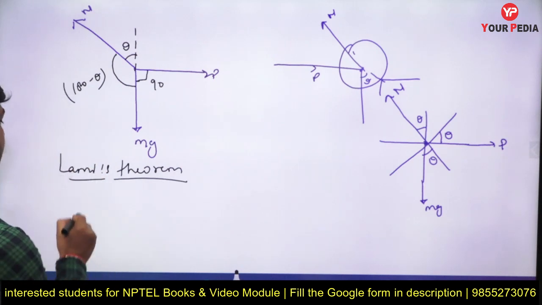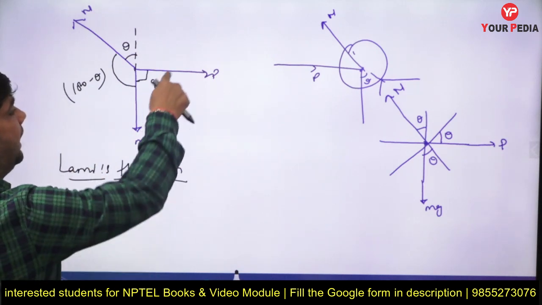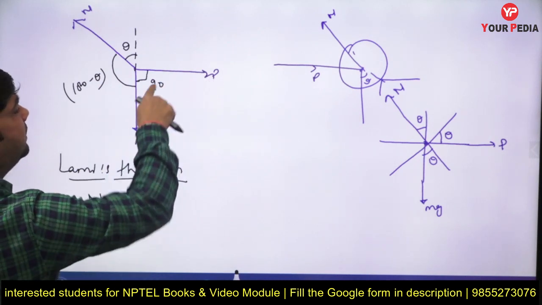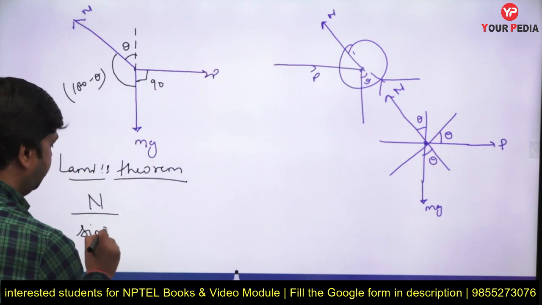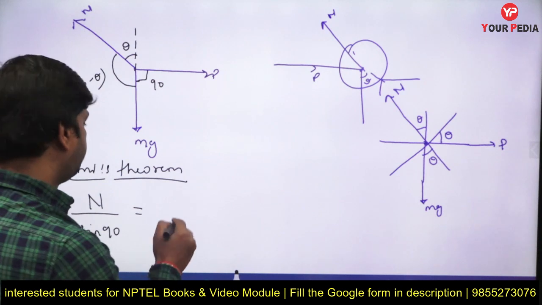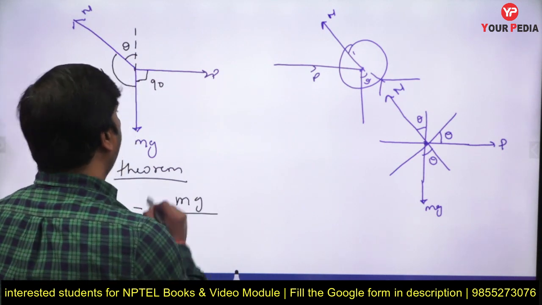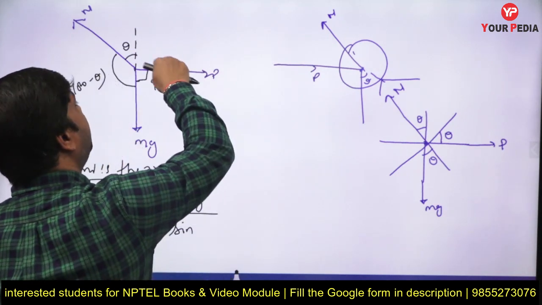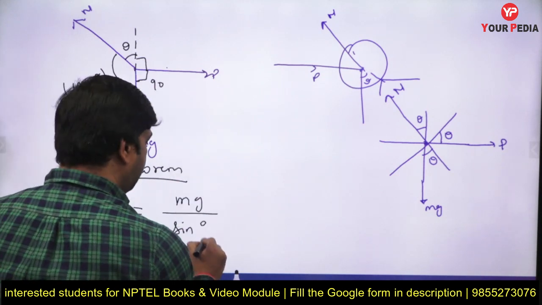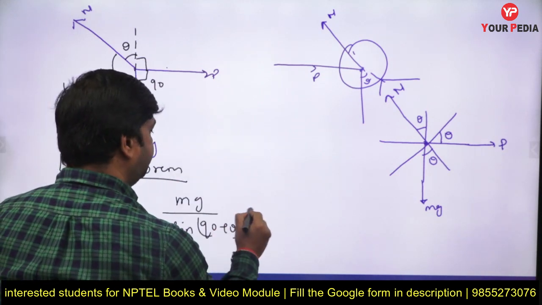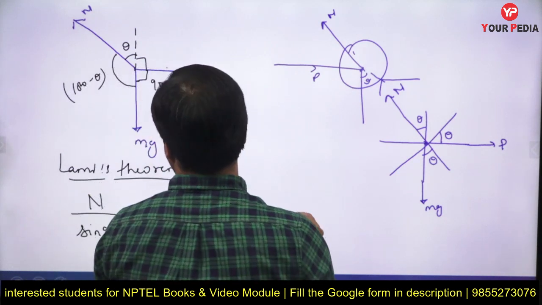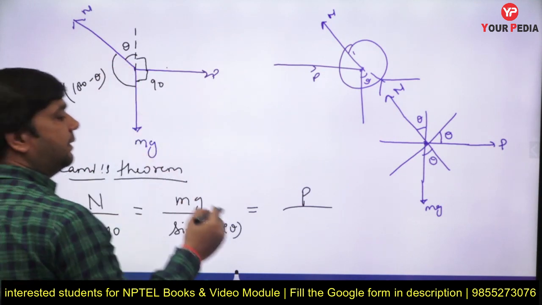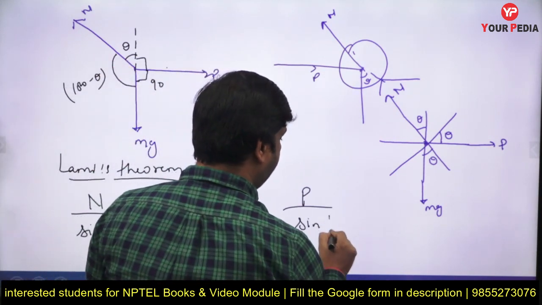Lami's theorem says a force upon sine of the angle between the other two forces. What is the angle between the other two forces? The angle between this P and Fg is 90. So N upon sine of 90 equals mg upon sine of the angle between the other two forces, that is 90 plus theta, equals P upon sine of the angle between the other two forces, that is 180 minus theta. So we can write it like this.